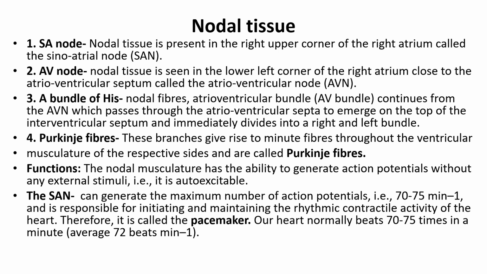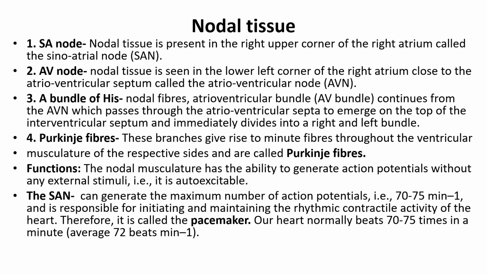Nodal tissue. First, the SA node, that is the sinoatrial node. Nodal tissue present in the right upper corner of the right atrium is called the sinoatrial node. AV nodal tissue is seen in the lower left corner of the right atrium, close to the atrioventricular septum, and is called the atrioventricular node. A bundle of nodal fibers, the atrioventricular bundle, continues from the atrioventricular node, passes through the atrioventricular septa to emerge on the top of the interventricular septum and immediately divides into the right and left bundle.